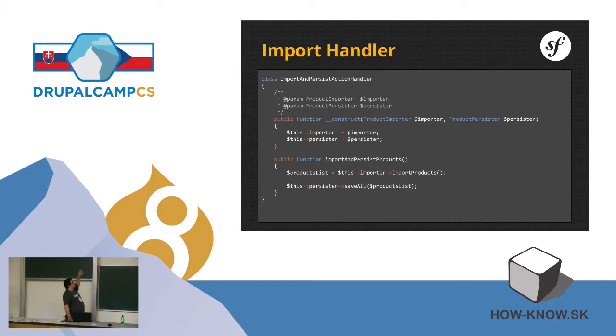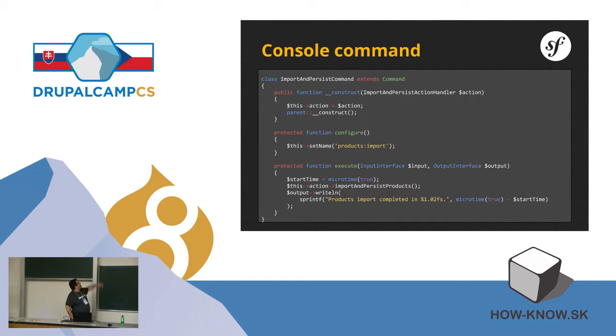In order to use the command, we had to have some kind of import handler, which was basically a simple handler which takes a product importer, which is an interface, where you dump your products from somewhere, and a product persister, where you output them. The idea was that we wanted to read products from the Magento API and save them to an XML file. Typical Symfony console command.